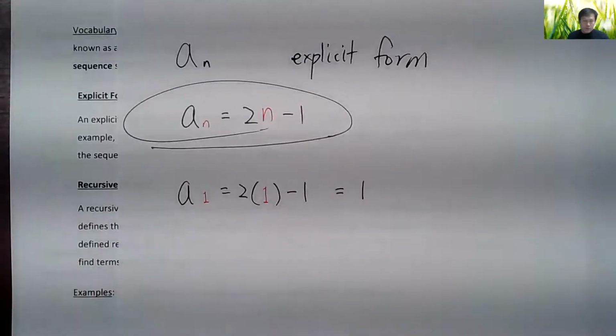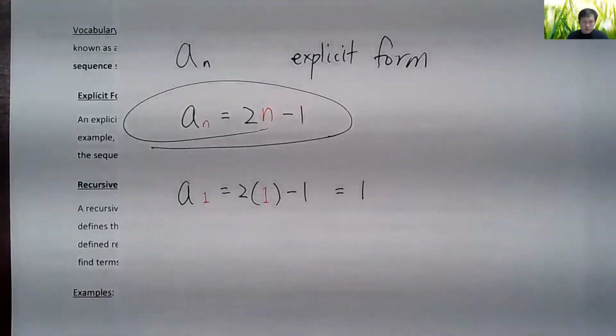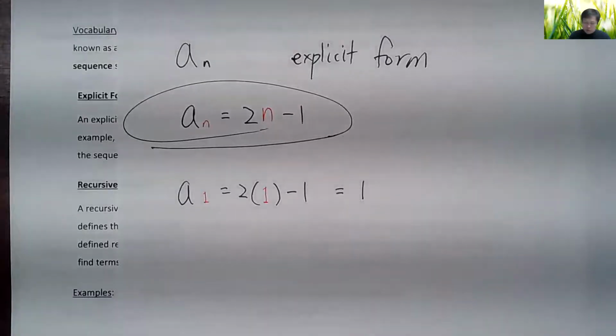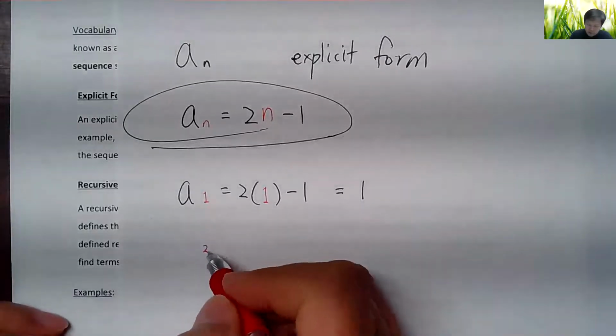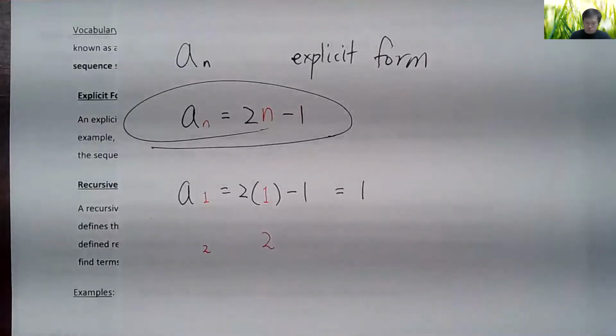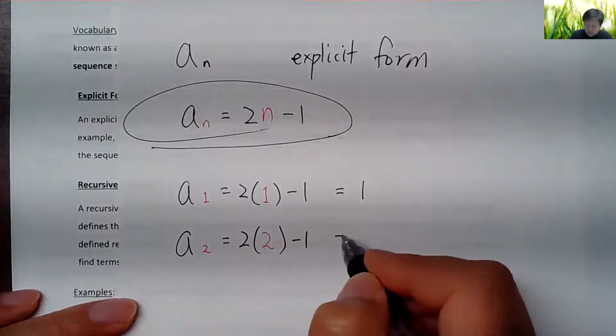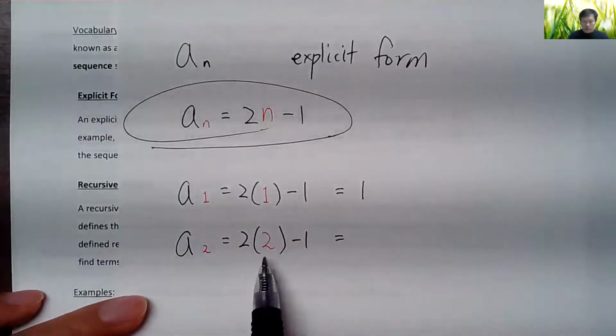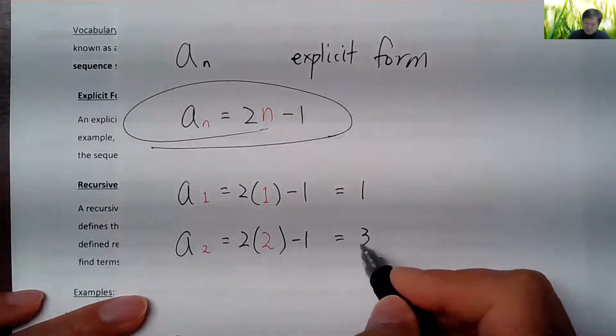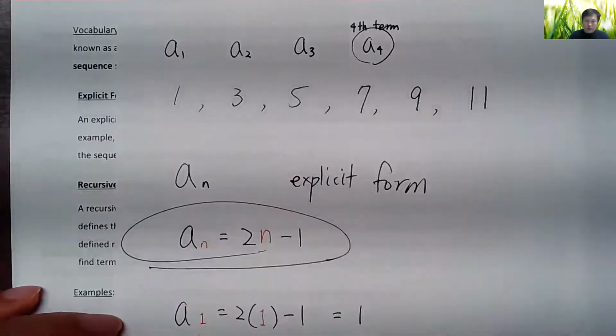So if you're trying to get the next element, which is the second term, all you have to do is plug in 2. So let's say you're trying to get a sub 2, then plug in 2. A sub 2, second term, is 2 times 2 is 4 minus 1 is going to be 3, which was 3.